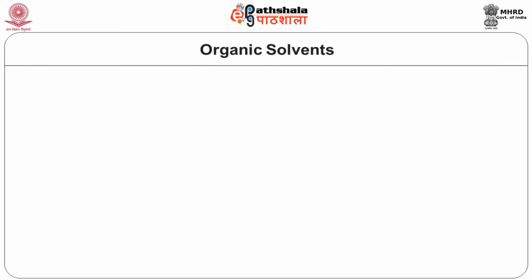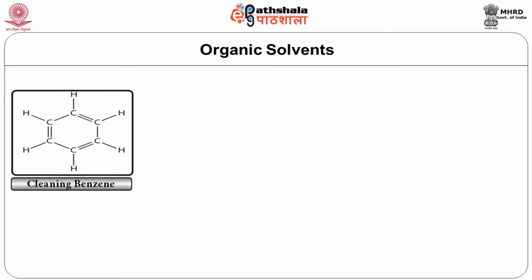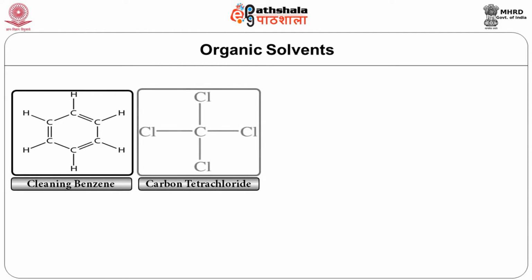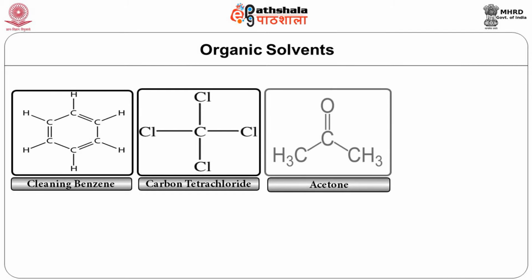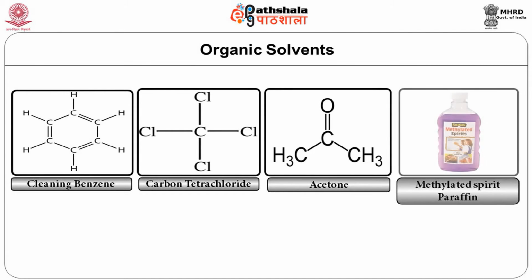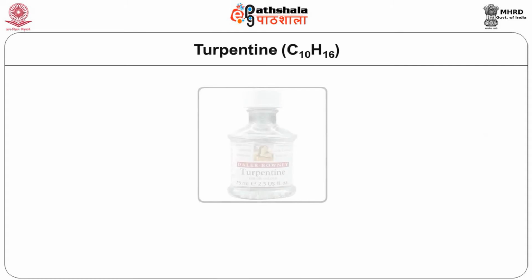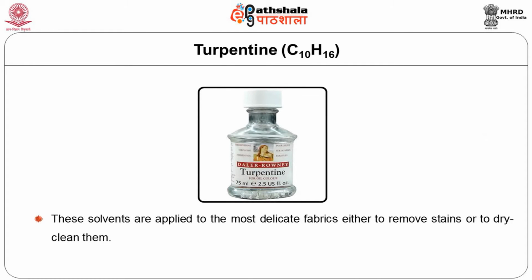The common organic solvents used in the laundry departments are cleaning benzene or petrol, carbon tetrachloride, acetone, methylated spirit, paraffin and turpentine. These solvents are applied on most delicate fabrics either to remove stains or to dry clean them.